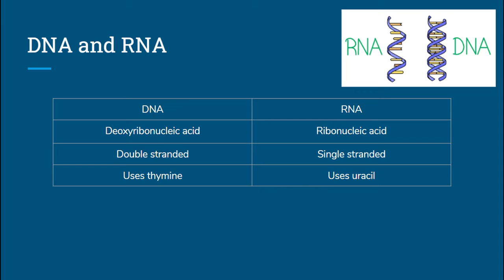So right here we see a couple differences between DNA and RNA. DNA, obviously the name, comes from the sugar that's present in DNA and RNA. So DNA uses the sugar deoxyribose, while RNA uses the sugar ribose. DNA is double-stranded, and this is where it gets its double helix shape from, and RNA is single-stranded. DNA uses the nucleotide thymine, while RNA replaces it with uracil.